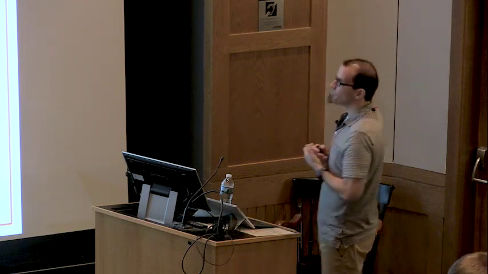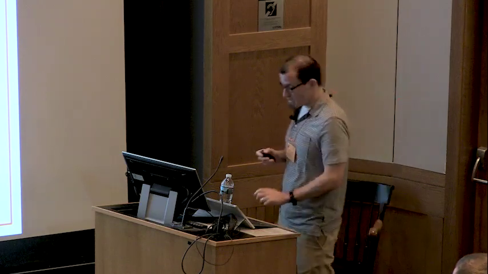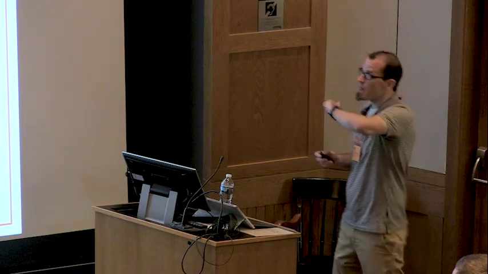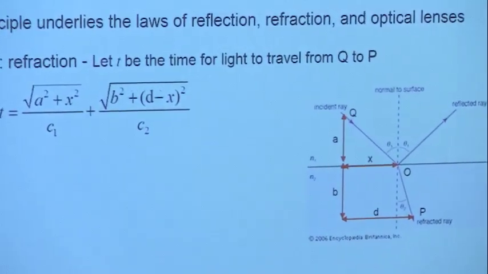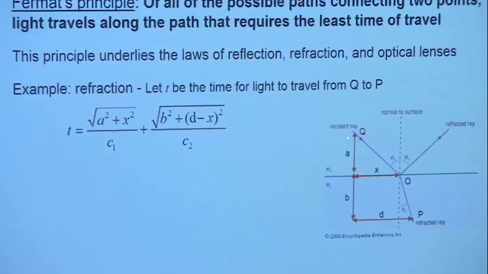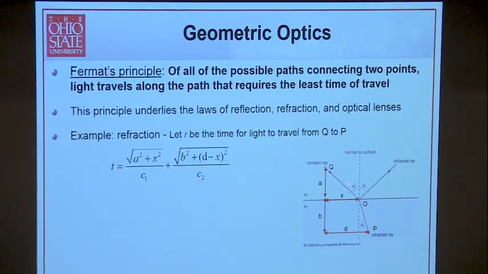Okay? This principle underlies laws of reflection, refraction, and optical lenses. So I'm going to skip the first example that you have, and we're going to go ahead and go to refraction. Okay? So let's look at refraction. Let's say we're sitting at point Q, and I want to get to point P. And everyone has seen this. This is exactly how you do refraction.